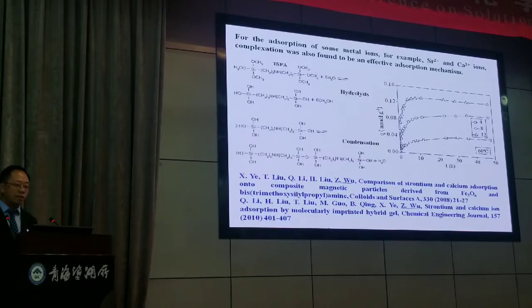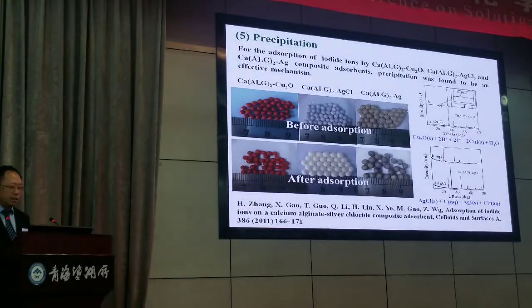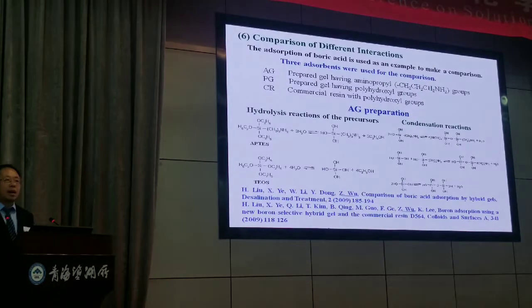For the adsorption of some metal ions, complexation was also found to be an effective adsorption mechanism. Precipitation. For the adsorption of aromatic iron by composite adsorbents, precipitation was found to be an effective mechanism. Among the above interaction mechanisms, which one is more effective?